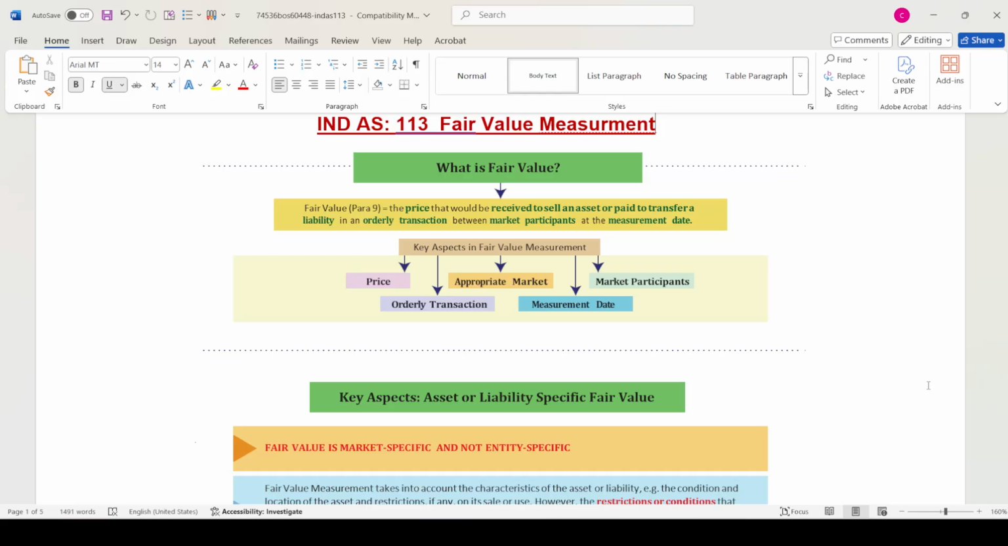The balance sheet is a position of the company as on a date. So we should value the asset or liability as on the balance sheet date, and only then will it give a true and fair view of the company as on that date. The major terms used here are price, appropriate market, market participant, ordinary transaction and measurement date. We will learn about all of this in detail further.